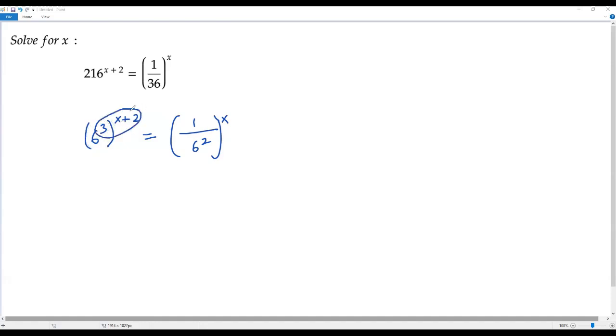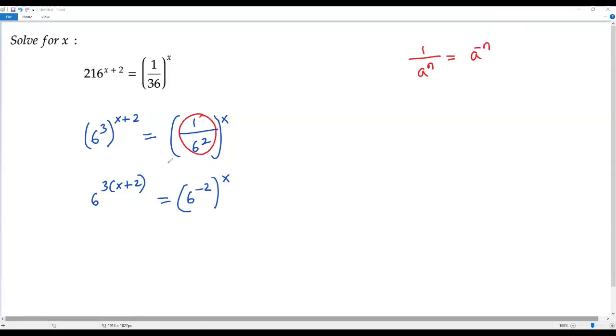Whenever we have two exponents like this, we can multiply them. Then I'm getting 6 to the power of 3 times x plus 2 equals, and 1 over 6 squared can be written as 6 to the negative second power, whole to the power x. We can use the property of exponents that 1 over a to the nth power can be written as a to the negative n; we change the sign of the exponent. So 1 over 6 squared can be written as 6 to the power of negative 2.